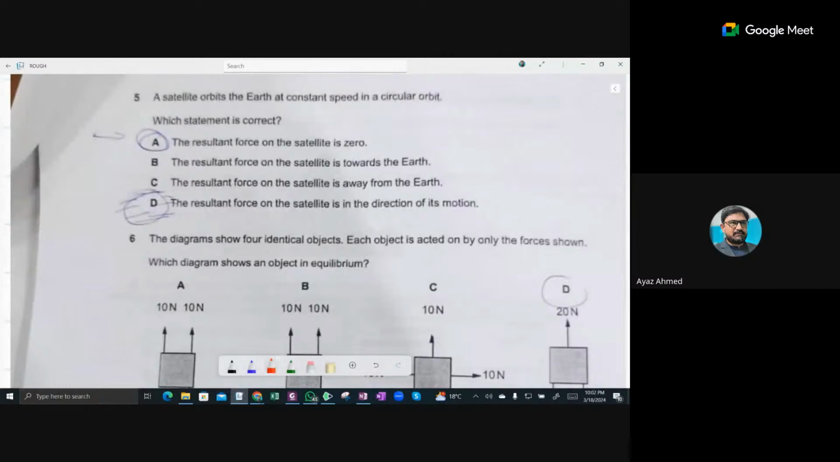Okay, no problem. Question number 5: a satellite orbits the earth at a constant speed in a circle.